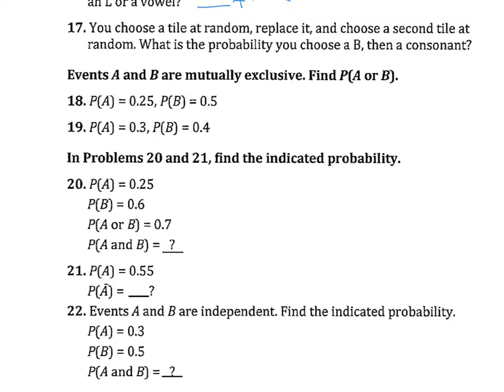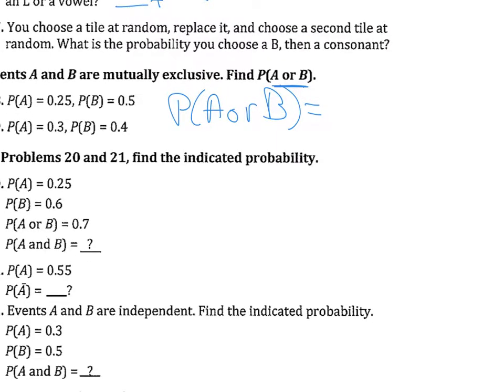Okay, 18 and 19, we need to find the probability of A or B happening, okay? So all we got to do is use this formula to find the probability of A or B. That equals, let's shift this over just a little bit. That means we got to take the probability of event A plus the probability of event B. Just going to add them together. That'll give you A or B.